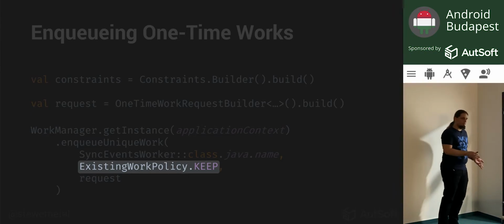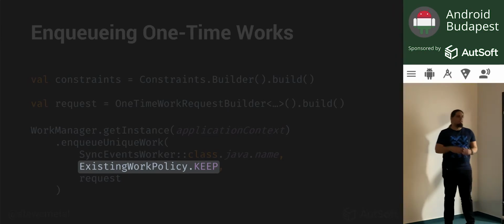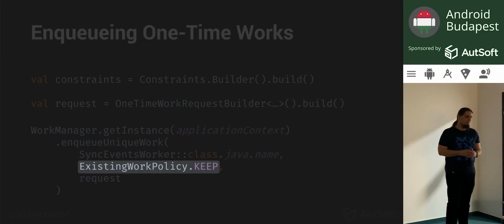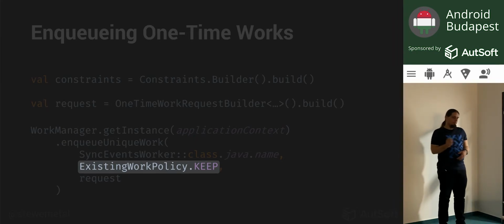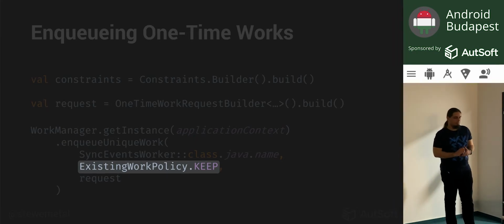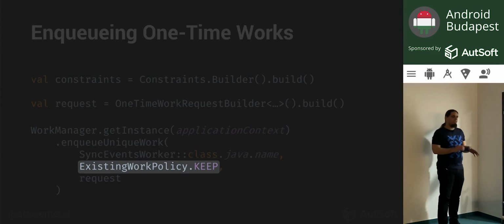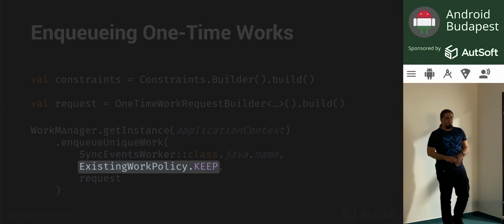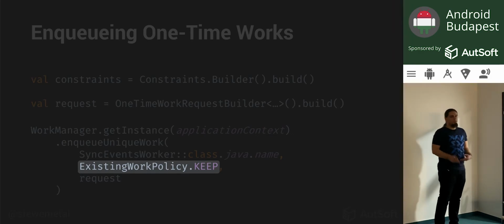If there is no such work, then WorkManager will just create it normally and go on with the rest of the stuff it has to do. But if it has a conflict, then this mechanism is at play. The keep behavior is that the existing work will be left alone, and the new work which we wanted to schedule will be just thrown away.